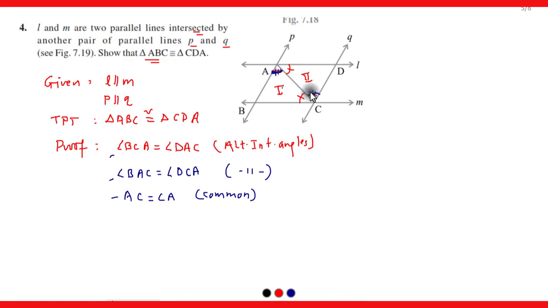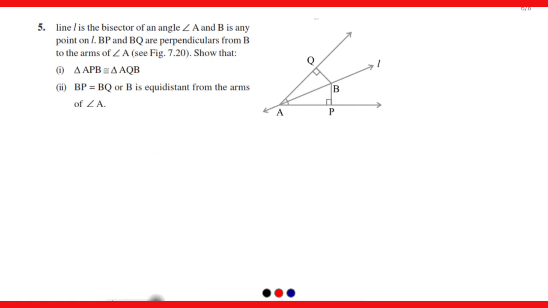What will be the reason for that? This angle and this angle is equal, this angle and this angle is equal, and this side is common, and therefore by ASA rule these two triangles are congruent, and therefore triangle ABC is congruent to triangle CDA. Reason ASA rule, and that only we have to prove. Okay, and hence we have proved that these two triangles are congruent by ASA rule. Now move to the fifth question of the exercise.